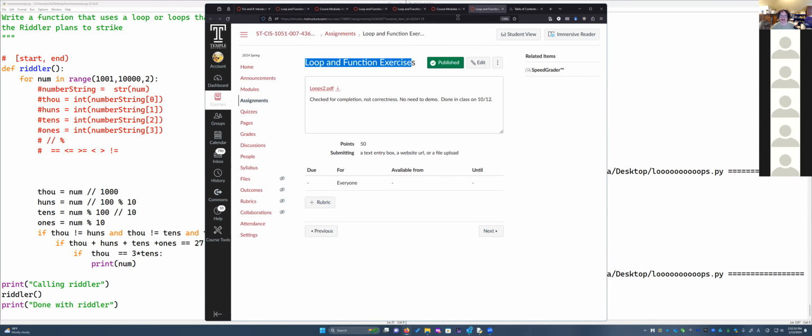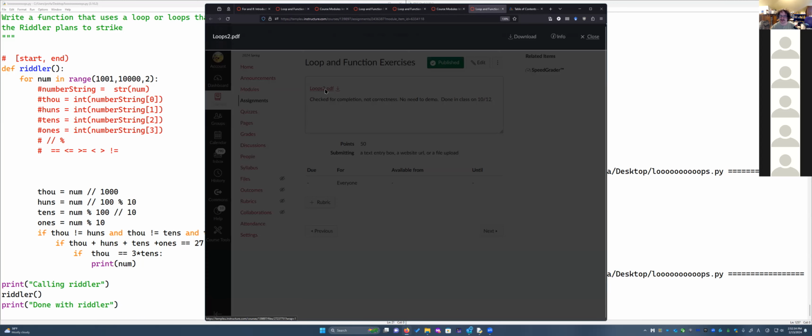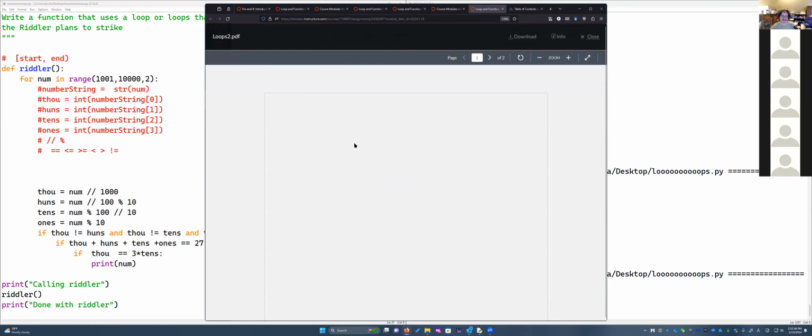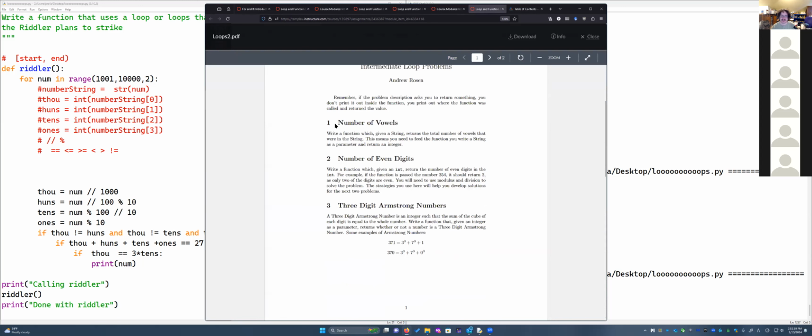Okay, so let's go back to what the exercises actually say. We're going to do a much simpler exercise now. Number of vowels: write a function which, given a string, returns the total number of vowels that were in the string. Vowels are only A, E, I, O, U, and we'll assume that it's lowercase. Make sense? It says return an integer. For right now, we'll print an integer.